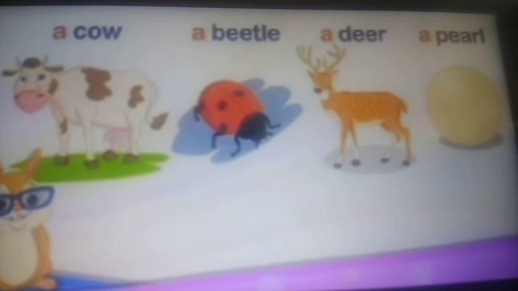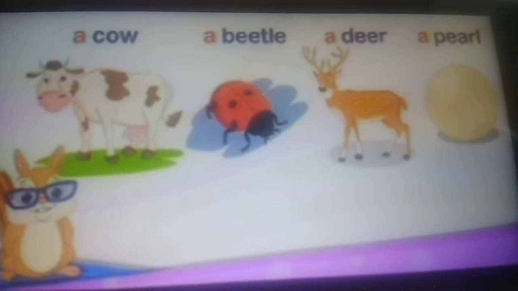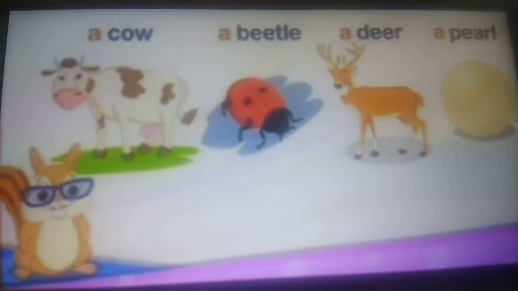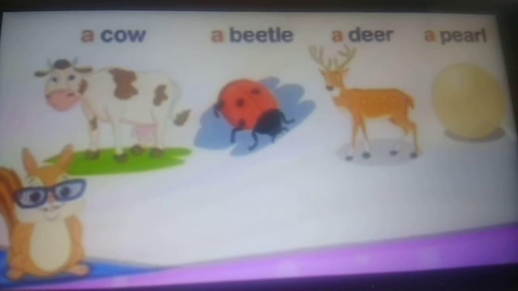Third picture, what is that? Deer. In that, what is the first letter? You have to identify the first letter. D. Is D a vowel or a consonant? Consonant. That's why we use a.